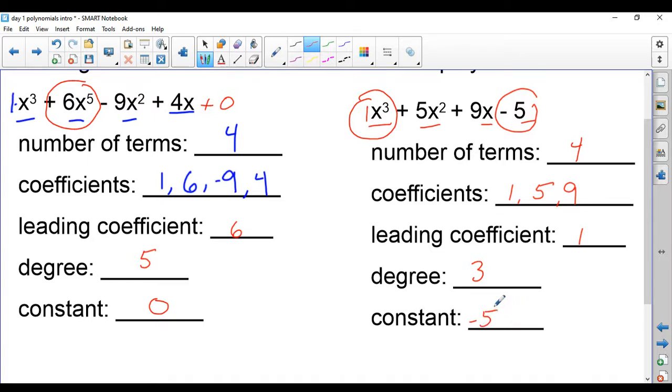You're just going to do more problems of the same type today, and then we're going to add in more information about polynomials tomorrow.